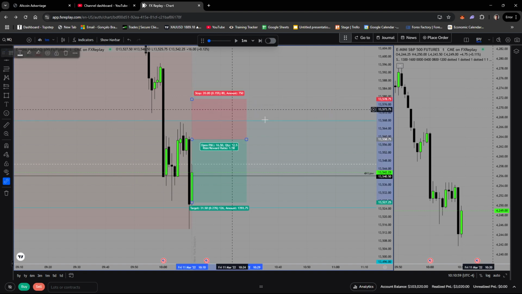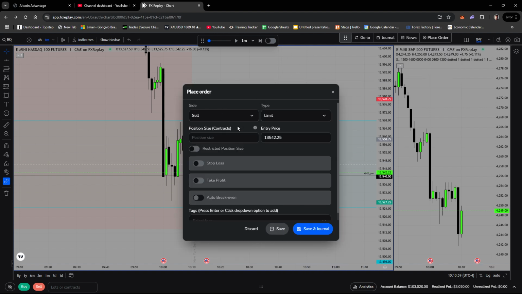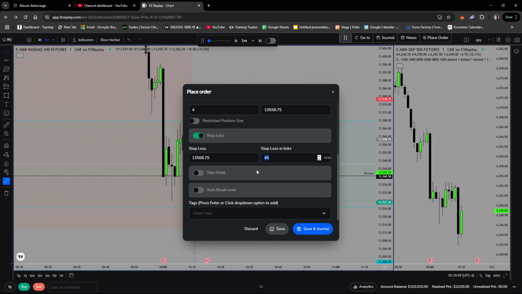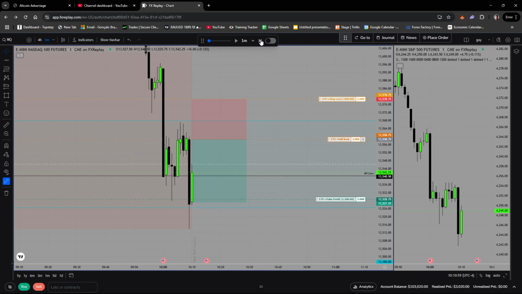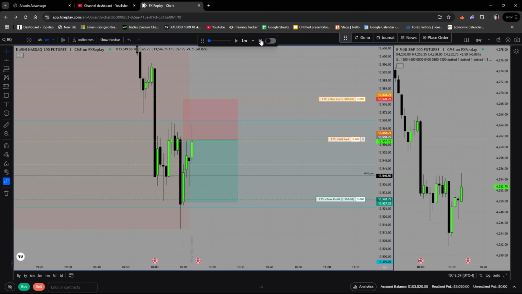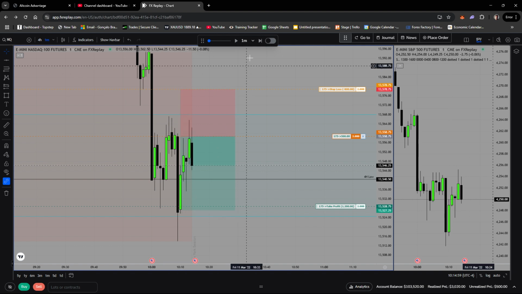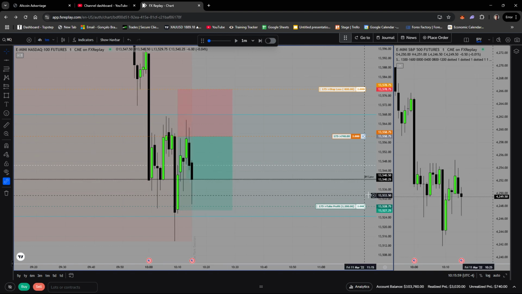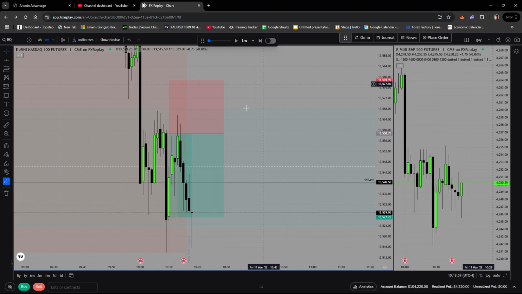Might make it even 20, to be honest. It just looks pretty volatile. Stop loss. Boom. So final TP. That's going to be it for us today.